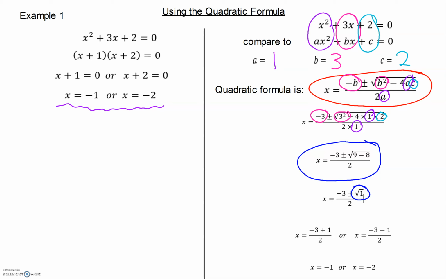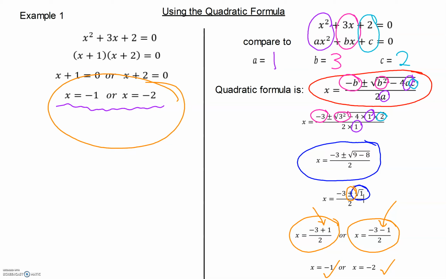Now, why are there 2 solutions? There are 2 solutions because our formula includes plus or minus. So one solution you can see is given by plus, and one solution is given by minus. The first one is negative 3 plus 1 all over 2. Now, negative 3 plus 1 is negative 2. Divide that by 2, and you get an answer of negative 1. And negative 3 take away 1 is negative 4. Divide that by 2, and you get an answer of negative 2. And these are the same 2 solutions that we had from our factorization.